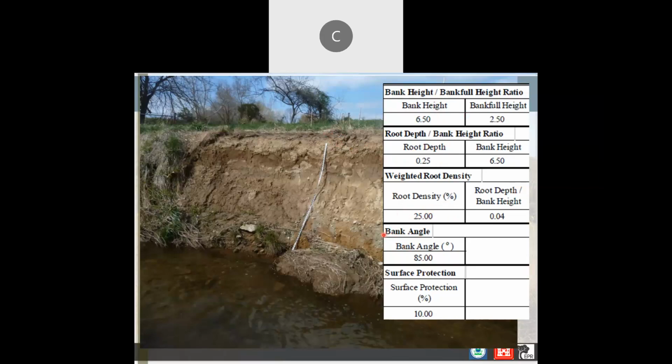We will also measure bank angle. I am really bad at estimating bank angle, so I have a clinometer app on my phone, or I have a clinometer with me in the field to measure it. And then surface protection: as you can see, there's just a lot of bare dirt in this photo, so surface protection is very low.